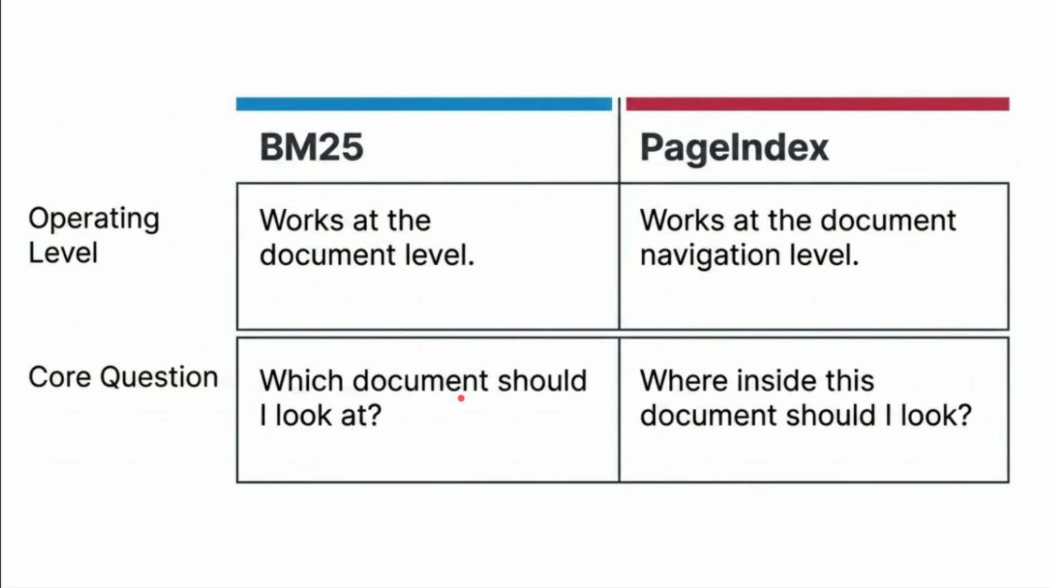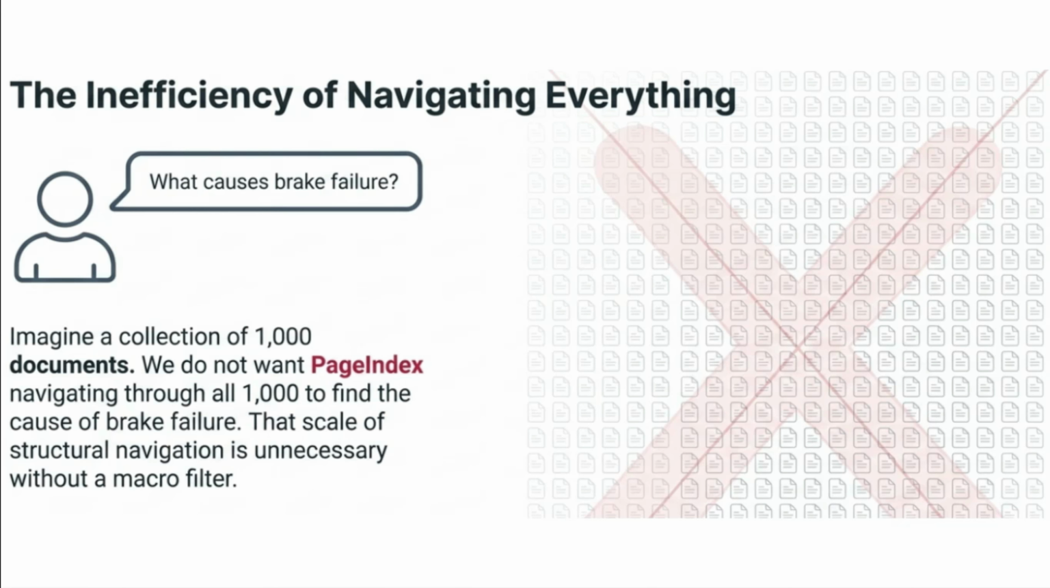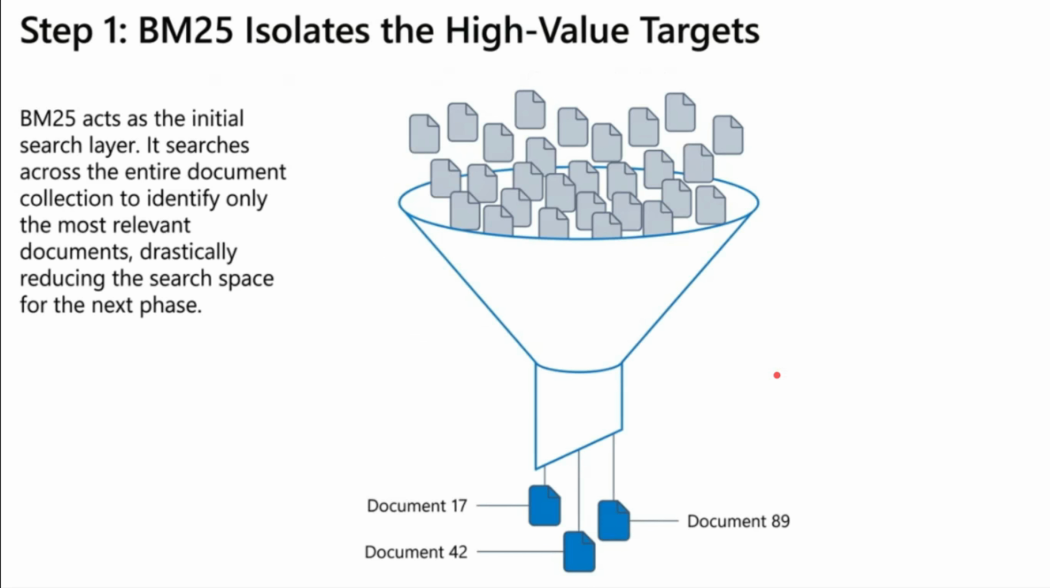Imagine we have 1000 documents. The user asks, what causes brake failure? We don't want page index to navigate through all 1000 documents. That's unnecessary. First, BM25 searches across all the documents and identifies the most relevant ones. For example, document 17, document 42 and document 89 contain the answer or are the most relevant documents.